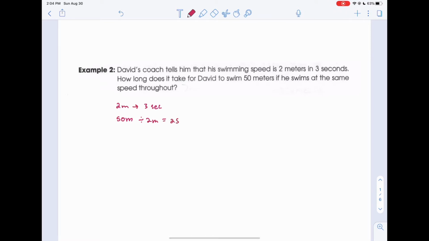And we're going to take our 25, and since we have our 3 seconds for our speed, right, we're going to multiply it by 3. So what we get is 75 seconds. It takes us 75 seconds to swim 50 meters going at the same speed. So that is the answer for example 2.